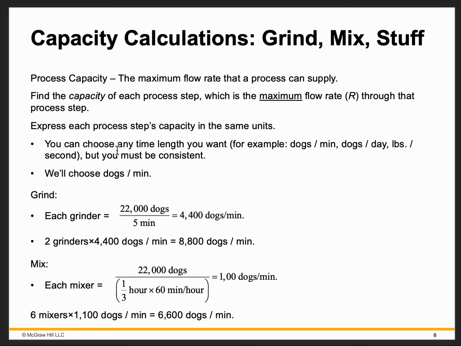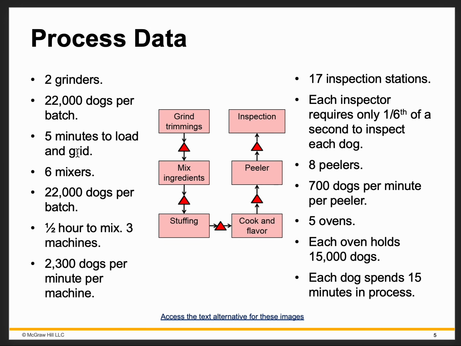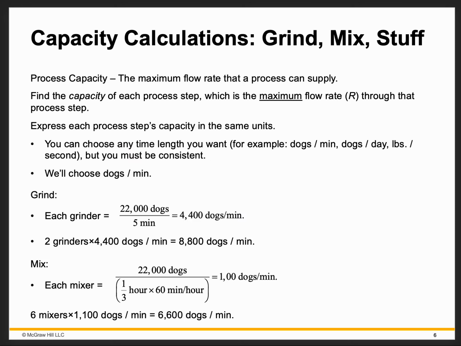you choose any time length that you want. In this case, we'll choose per minute, like I said. So for the grinding, each grinder, we were given that information here. It takes 5 minutes to load and grind each hot dog. And there are 22,000 hot dogs that go through this process in a batch. So each grinder can grind 4,400 hot dogs per minute. How did I get that? So 22,000 hot dogs divided by 5 minutes.